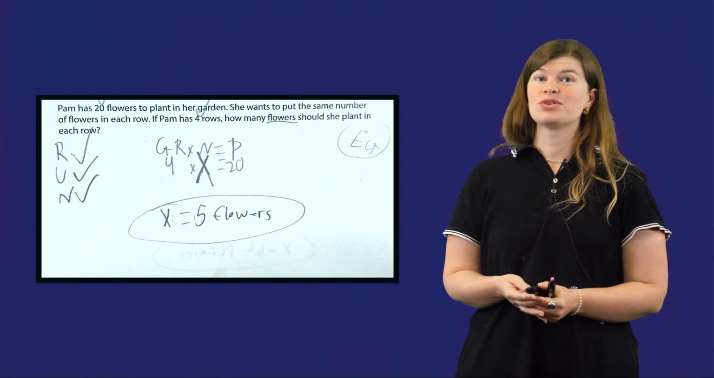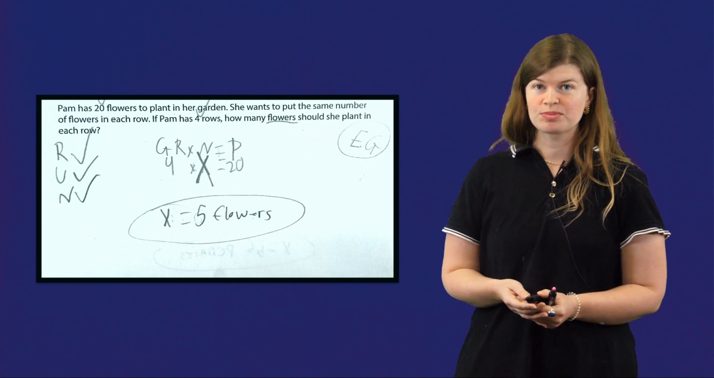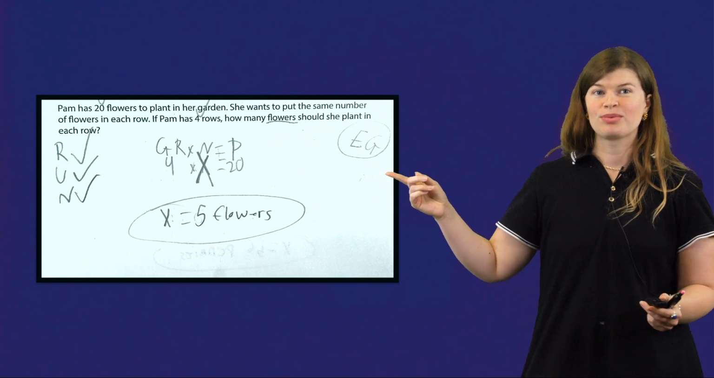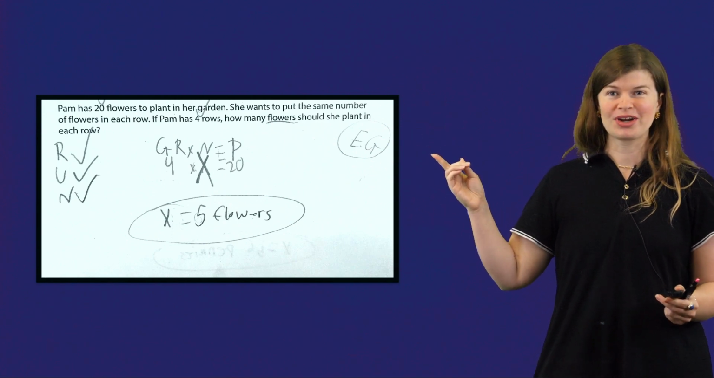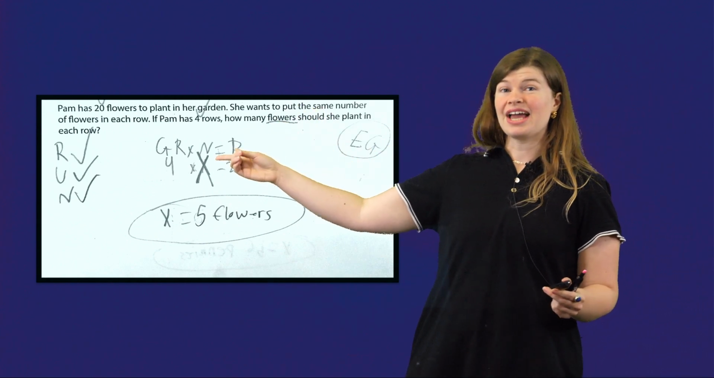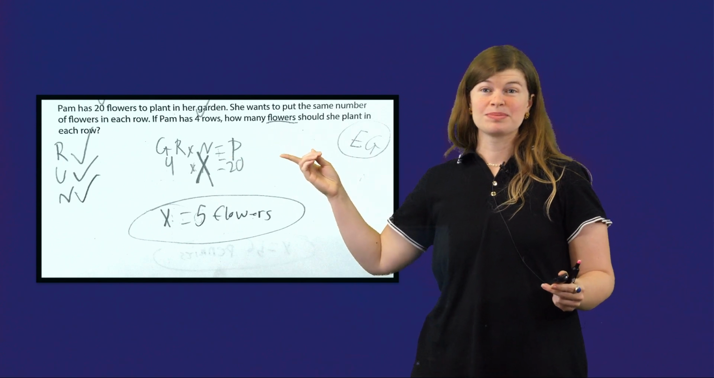Here we can see a student's worked example of an equal groups problem. They identified the problem as equal groups and put it EG with a circle around it to keep them organized. They've put down GR times N equals P.